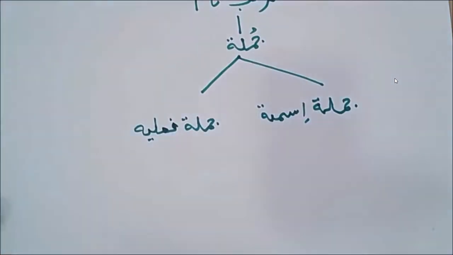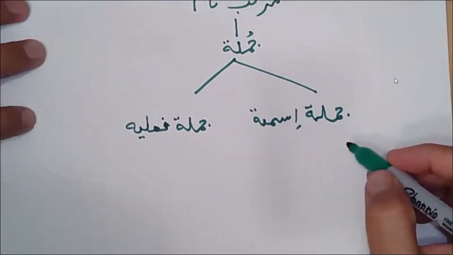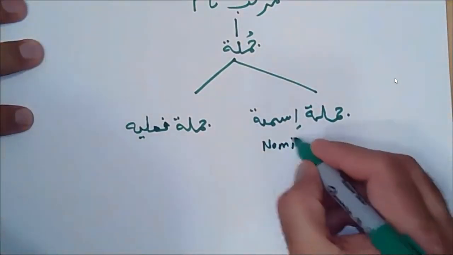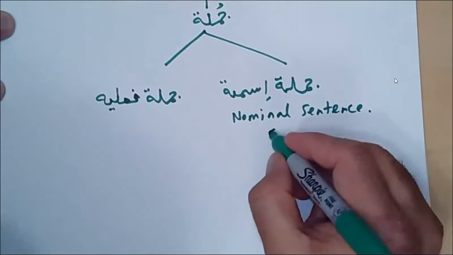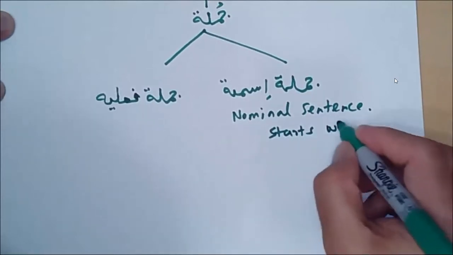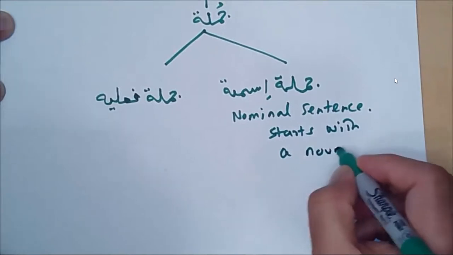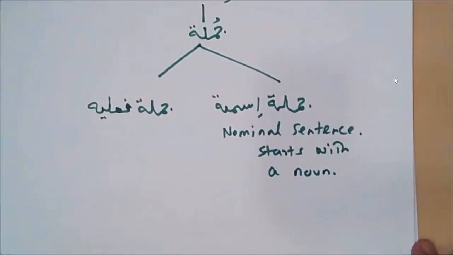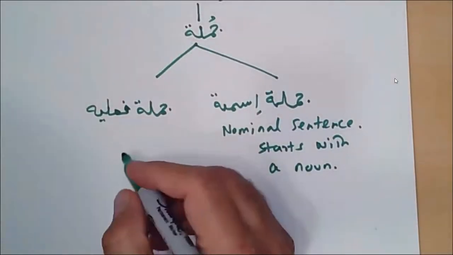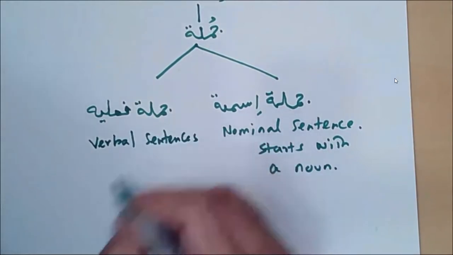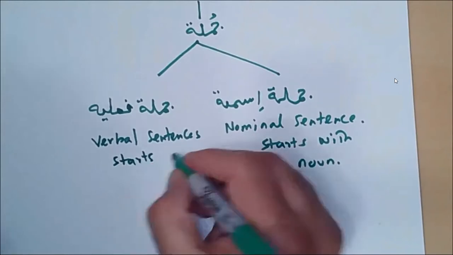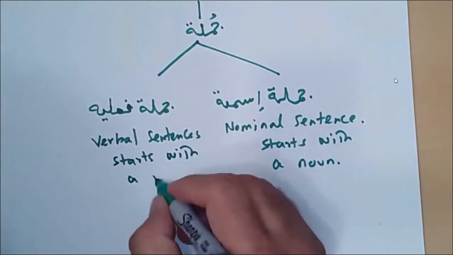Okay. Everybody good so far? So jumla ismiya is known as nominal sentence. It starts with a noun. So far simple, right? Yes. Jumla ismiya is a nominal sentence and it starts with a noun. And jumla fi'liya is a verbal sentence and it starts with a verb.